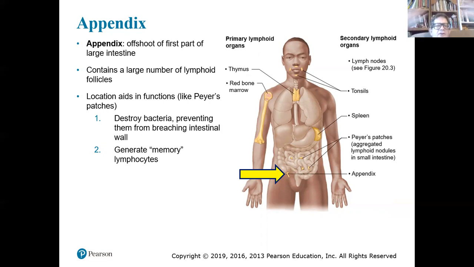All right. So there are a lot of lymphoid follicles going on there. And it acts like Peyer's patches. It destroys bacteria. It prevents them from busting across the wall of the intestine, and it makes a lot of those same memory lymphocytes, B and T memory cells.